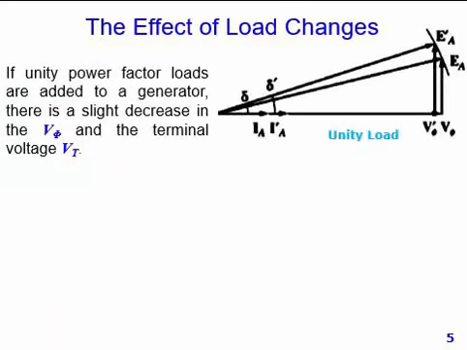In the case of unity load, if unity power factor loads are added to a generator, there is a slight decrease in V phi. So if this was V phi and we have increased the load, the new V phi, which is V phi bar, would be slightly decreased from the previous value, as you can see from the phasor diagram.